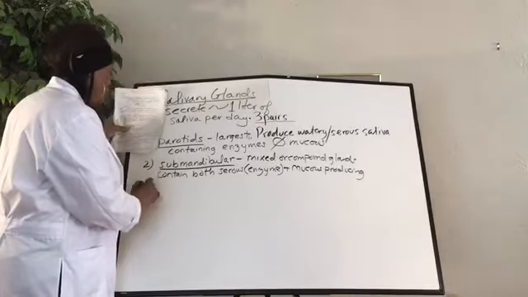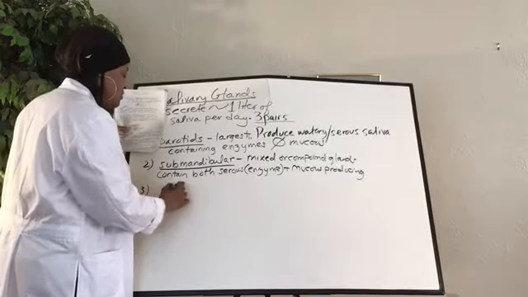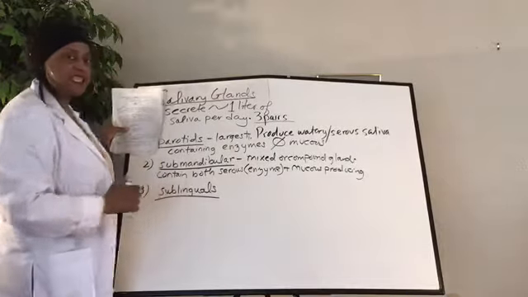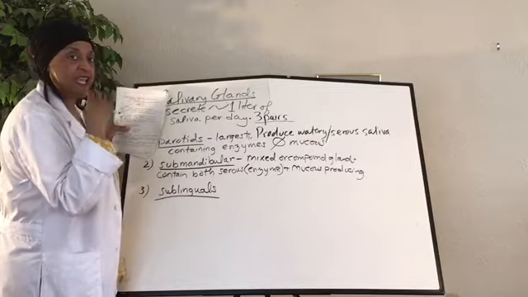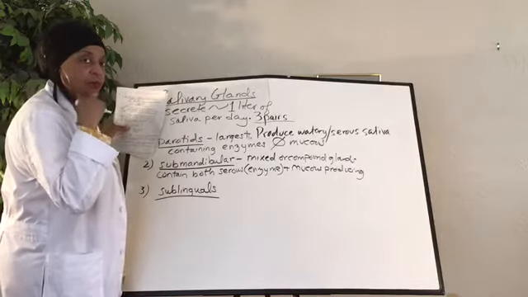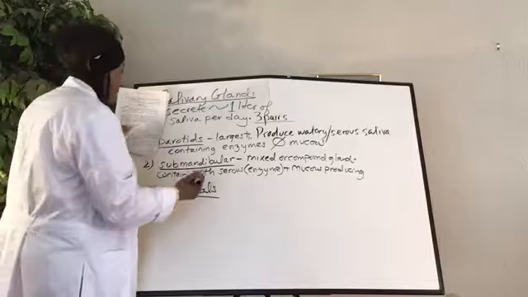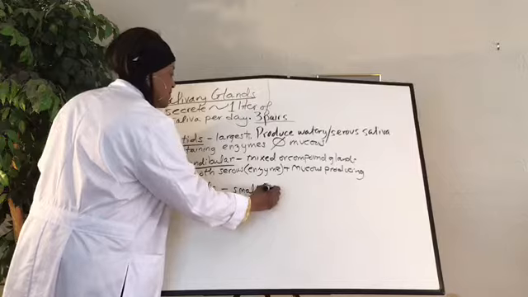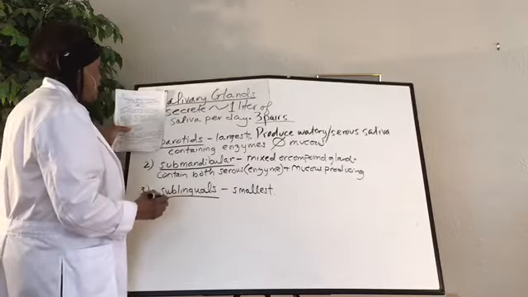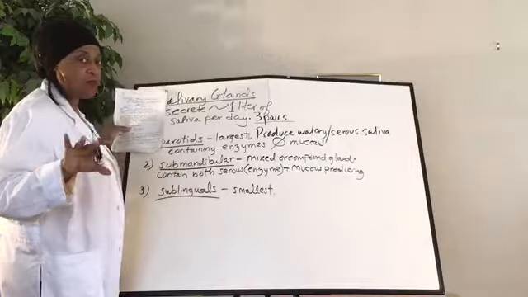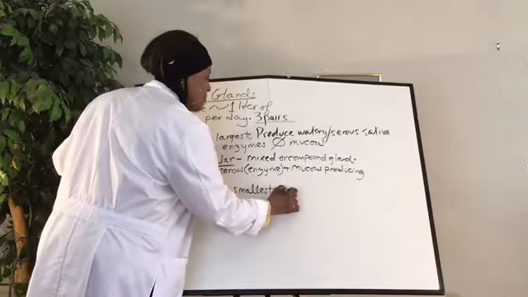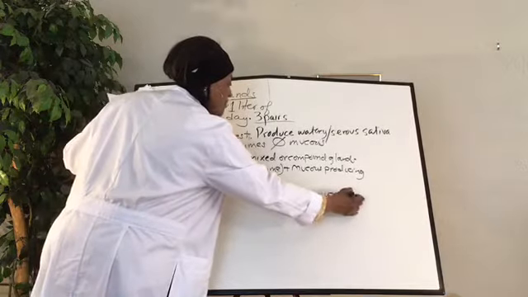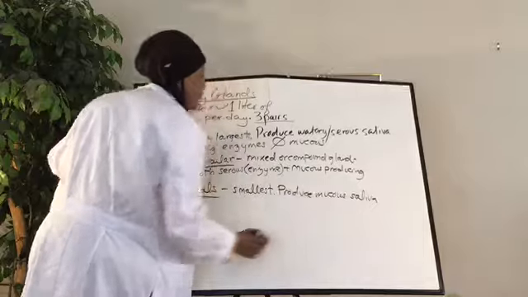Here's the third type. These are sublinguals. Linguals means tongue. Sub means below. So these glands, they're paired. So it's two of them. They're below the tongue, right? These are the smallest of the paired glands. These are the smallest, and they produce a mucus type of saliva. All right?